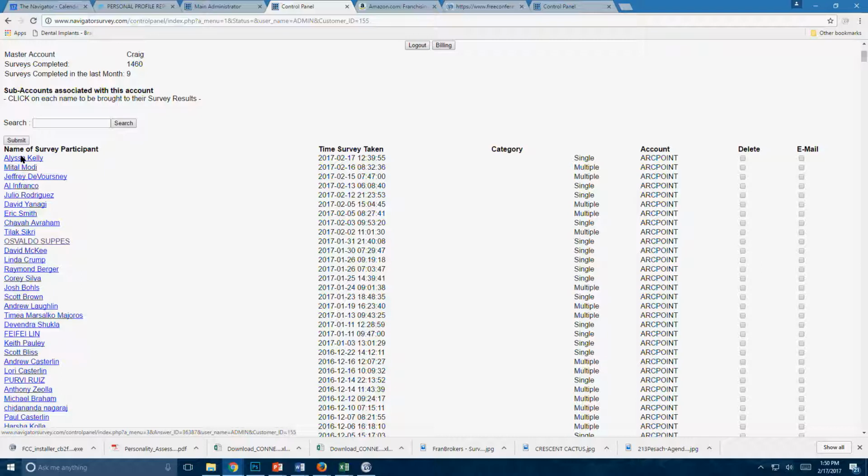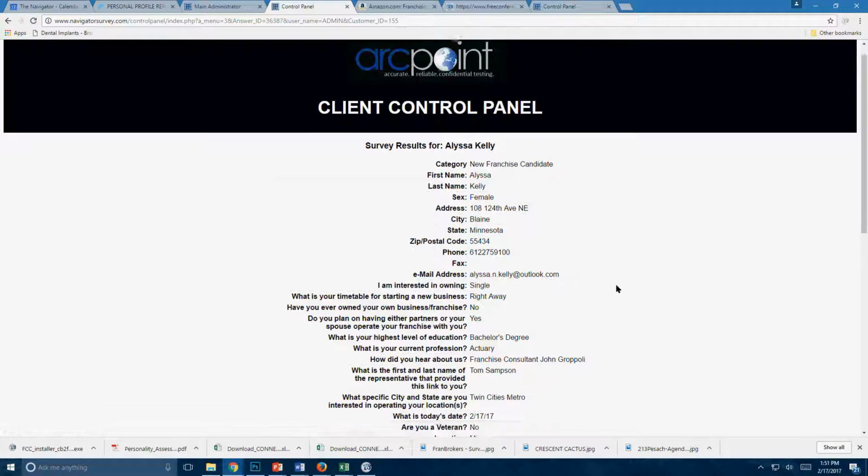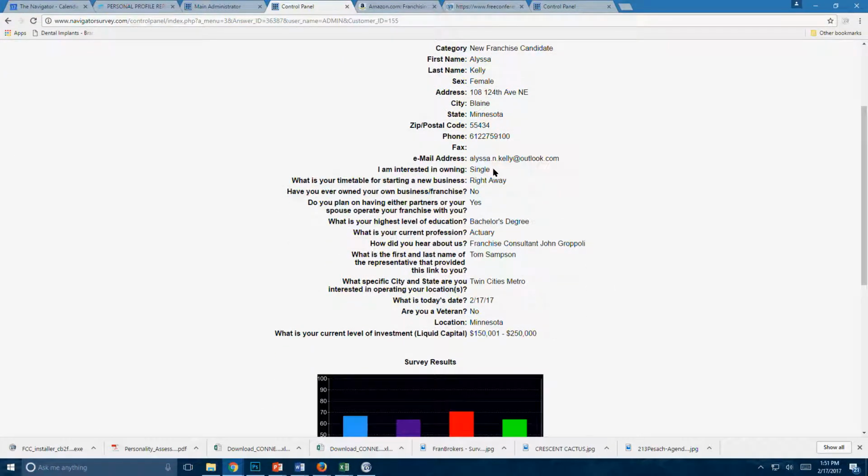And then you'll be able to look at who took the survey. And from here, you can go in a number of different directions. One, you can click on their name, and up comes all of the information related to that particular person. These are the questions that are asked in the ArcPoint Navigator. Now, this person indicated they want single.